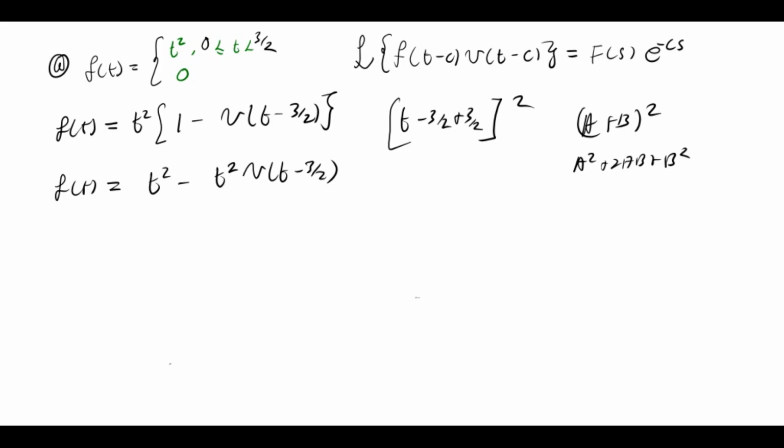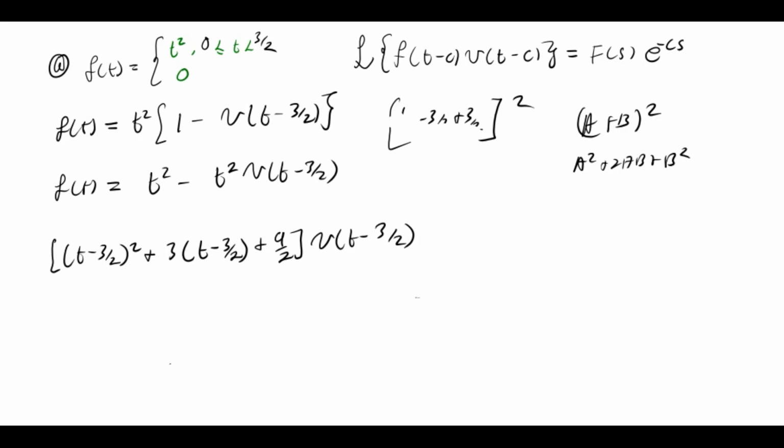So it simply means for that part, it would be something like t minus 3 over 2 squared plus 2 times a times b. So if you multiply 2 times b, you say 2 times 3 over 2, that's just going to be 3. Then you put t minus 3 over 2, like that, plus b squared, which is going to be 9 over 4. So here you have u of t minus 3 over 2. So you can go ahead and do the expansion there.